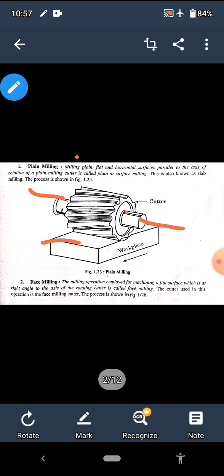Next we will discuss face milling. In case of face milling, we are producing or machining a flat surface which is at right angle to the axis of rotation of the milling cutter. This is called face milling, and the cutter used in this case is known as the face milling cutter.